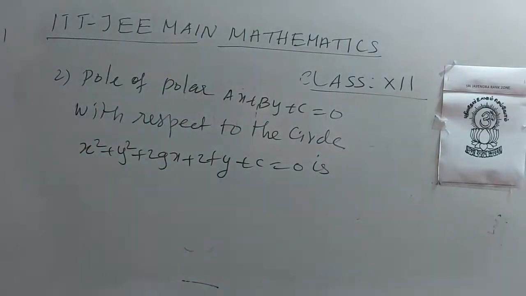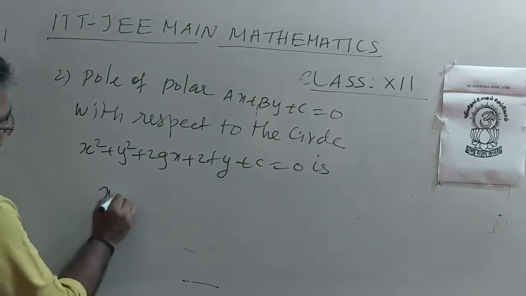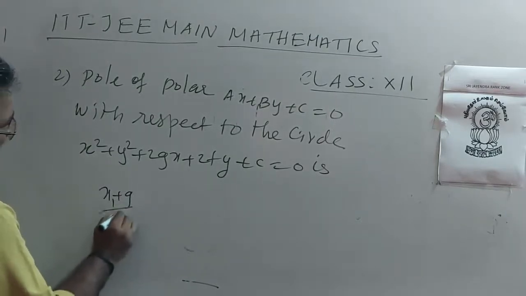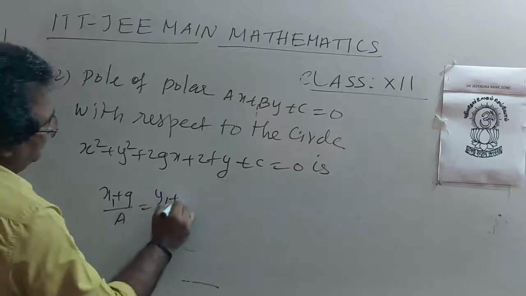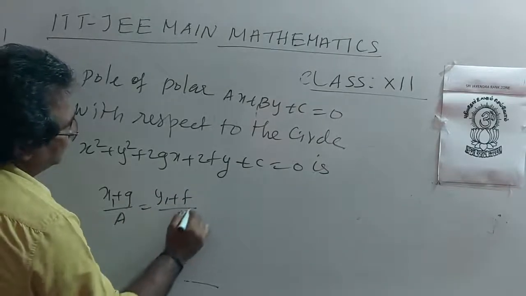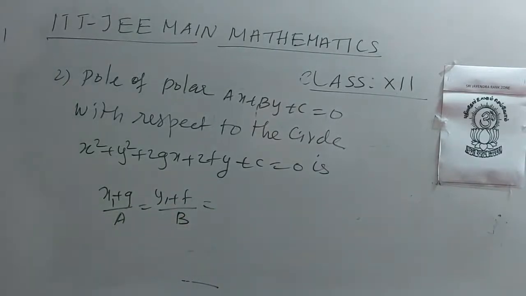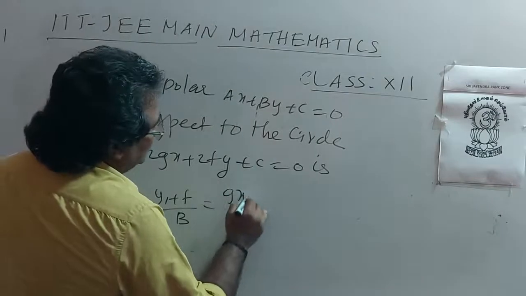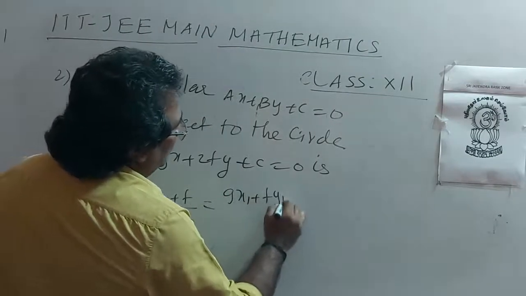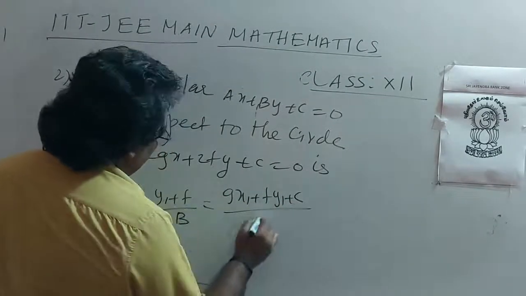For the circle x squared plus y squared plus 2gx plus 2fy plus c equal to 0, the pole is given by (x1 plus g) by a equal to (y1 plus f) by b equal to (g x1 plus f y1 plus c) by c.